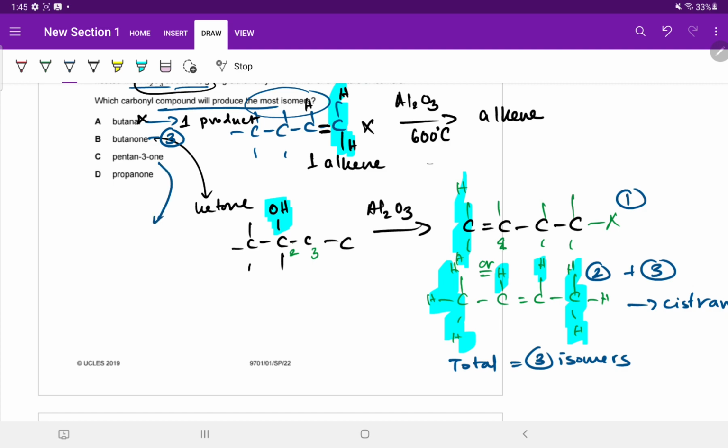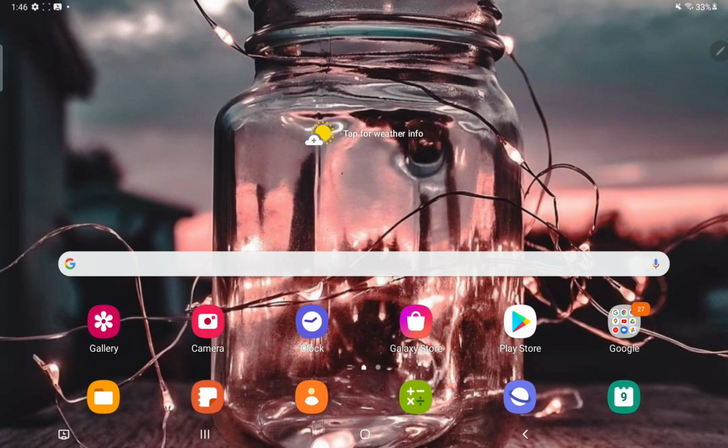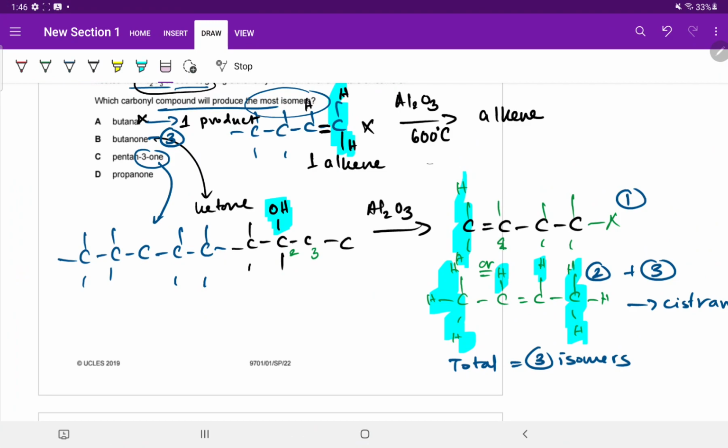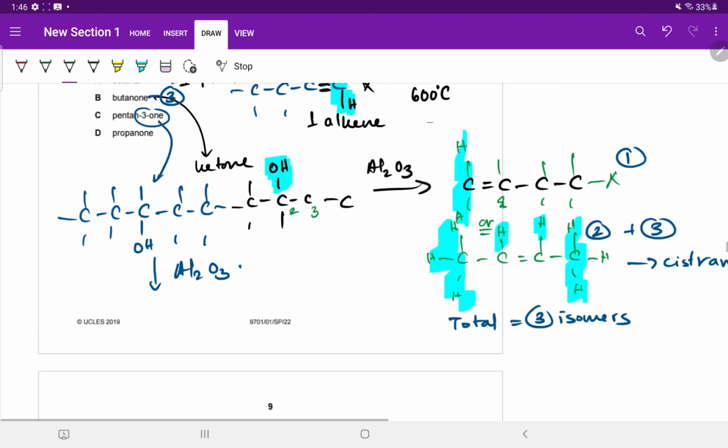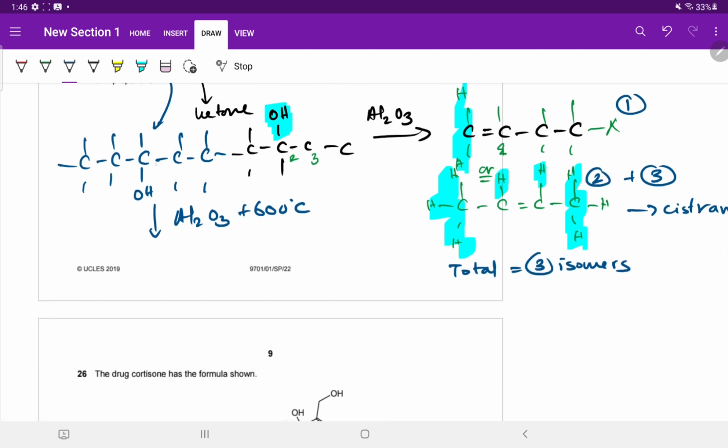Let's go for pentan-3-one. This will have 5 carbons. It says 3-one, so the third carbon shall have the O over here. Now when it is converted to alcohol, an OH will be added over here. Once this is converted to alkene by Al2O3 at 600 degrees Celsius, this can form a double bond in 2 places. The first double bond can be formed over here, or a double bond may be formed over here.